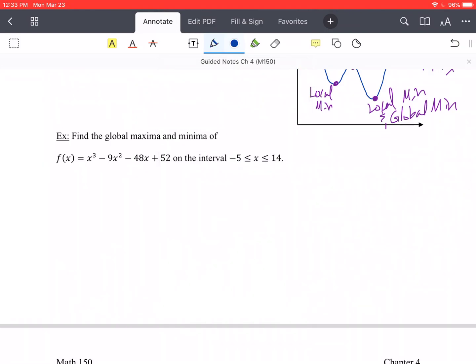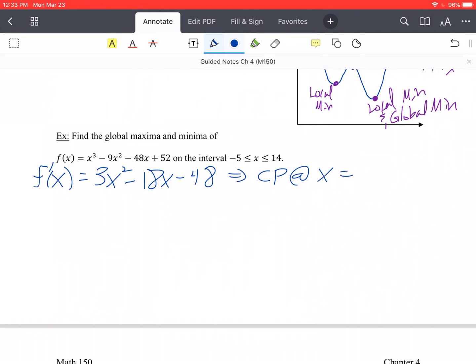So we have f of x equals x cubed minus 9x squared minus 48x plus 52. This is the same function we've been working with for quite a while now. We've already found critical points to this. We take f prime, we get 3x squared minus 18x minus 48, so we get our critical points at x equals -2 and 8.